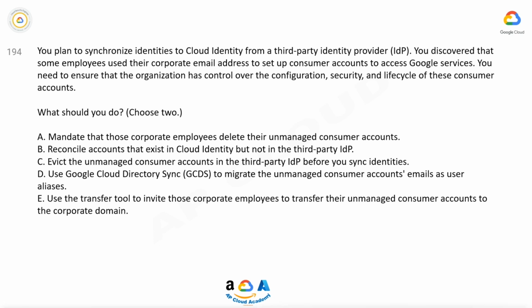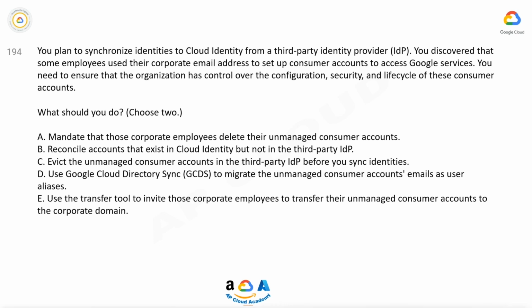Question number 194. You plan to synchronize identities to Cloud Identity from a third-party identity provider, IdP. You discovered that some employees used their corporate email address to set up consumer accounts to access Google services. You need to ensure that the organization has control over the configuration, security, and lifecycle of these consumer accounts. What should you do? Choose 2.